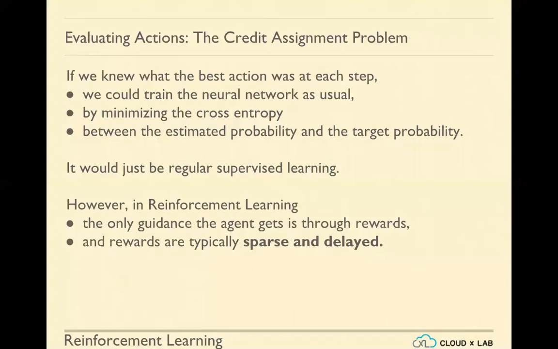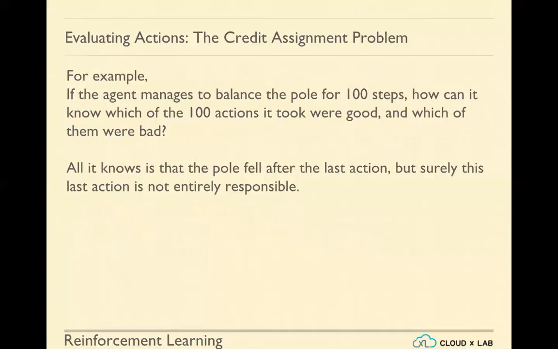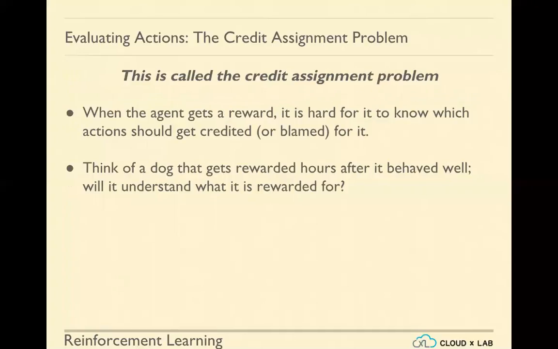However, in reinforcement learning, the only guidance the agent gets is through the rewards. And rewards are pretty sparse and delayed. For example, if the agent manages to balance the pole for 100 steps, how can it know which of the 100 actions it has taken in the past were good and which of them were bad? All it knows is the pole fell after the last action. But surely, this last action is not really responsible for the whole fall. So this is where the credit assignment problem starts.